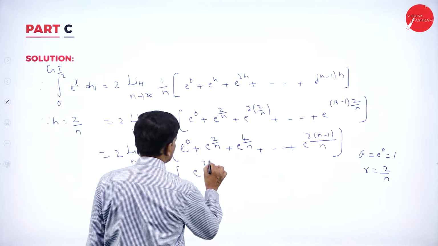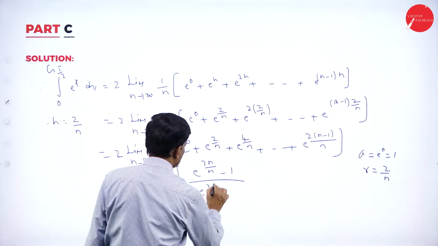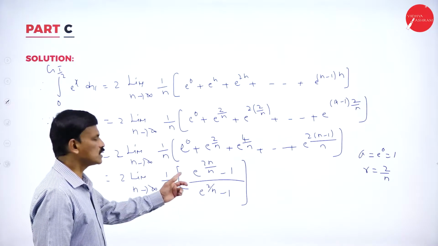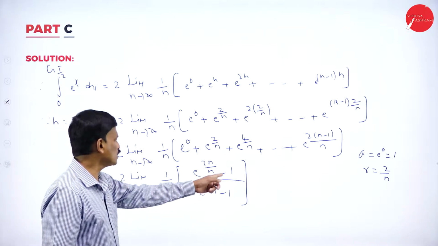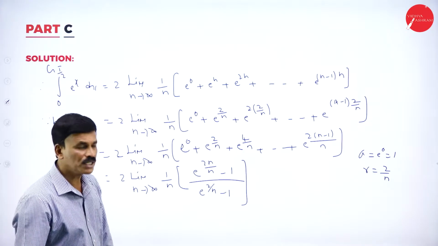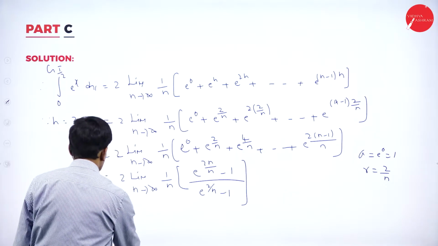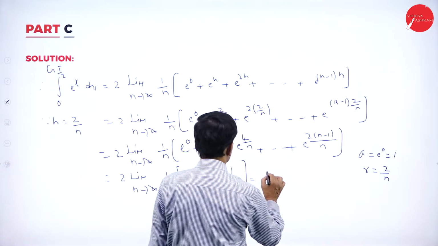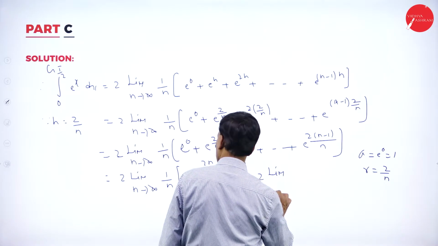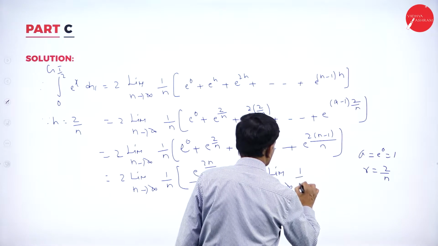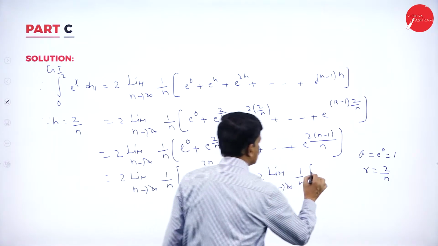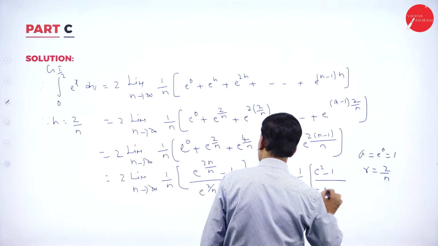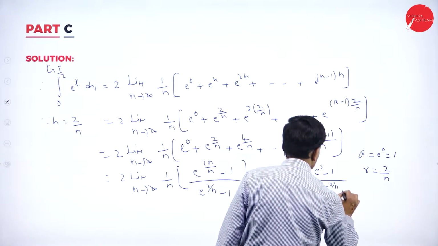So, using the nth term of a geometrical progression, this can be written as e to the power of 2n by n minus 1 divided by e to the power of 2 by n minus 1. So, evaluate this. Now applying the limit for both numerator and denominator, this is 2 into limit n tends to infinity of 1 over n. In the numerator, n gets cancelled, we will get e square minus 1 divided by, in the denominator, e to the power of 2 by n minus 1.